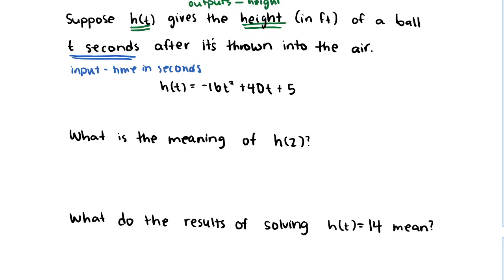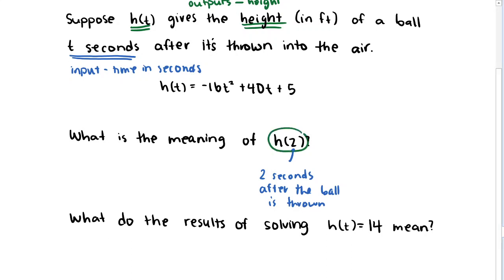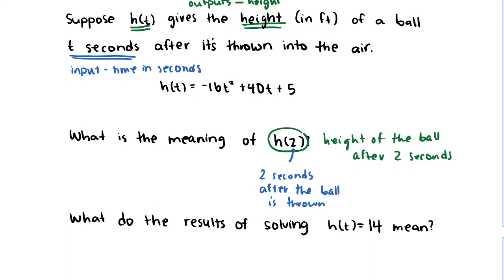Well, this is saying we're inputting 2 into our function. We're saying that t is 2, or in other words, 2 seconds after the ball is thrown. And that's what an input of 2 means, but h of 2 means the height. So this is the height of the ball after 2 seconds. So when we plug in 2 into our function and compute the result, what we're really finding is the height of the ball after 2 seconds.